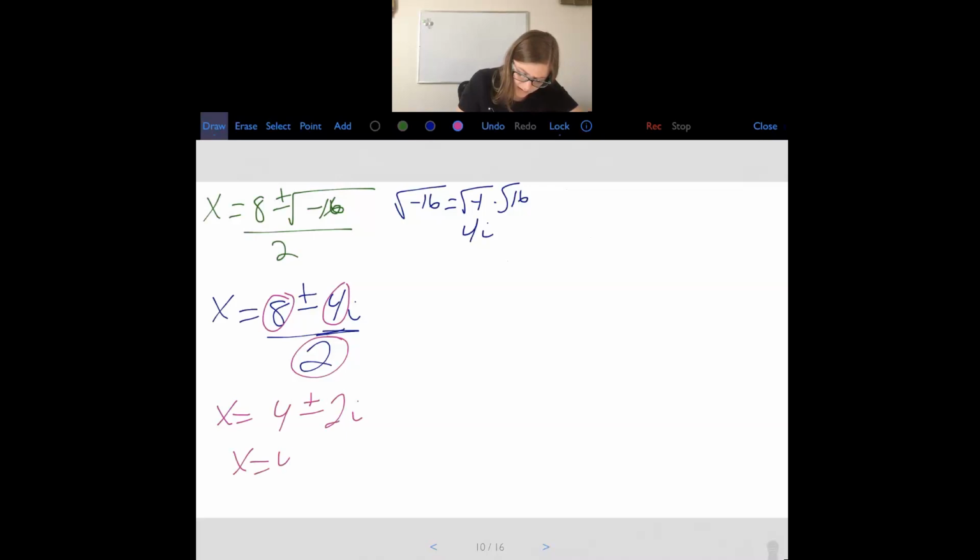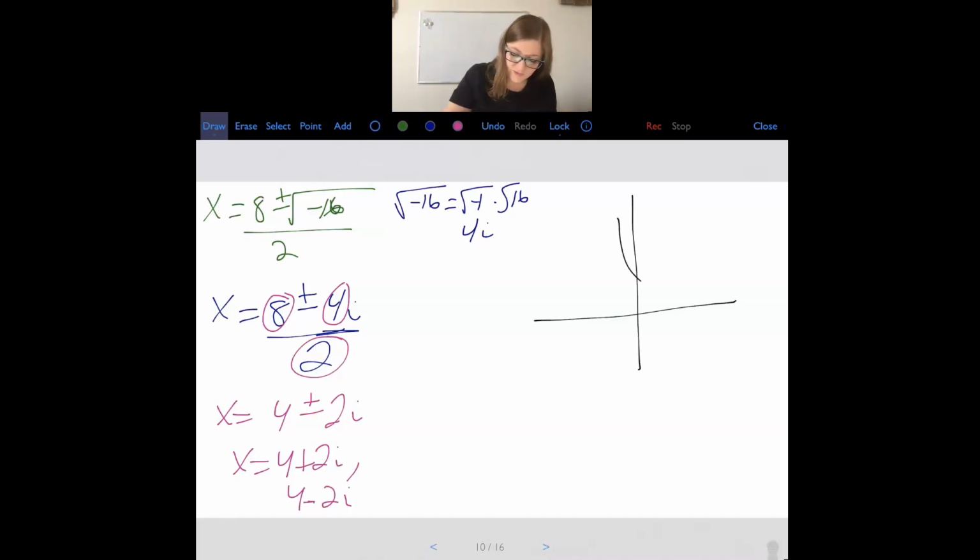So our two solutions are 4 plus 2i and 4 minus 2i. These are not real numbers. So what this is telling us is that this graph does not cross the x-axis. Okay, this quadratic does not. So it's either going to be fully contained above the x-axis, meaning all the values are positive, or below, meaning all the values are negative.